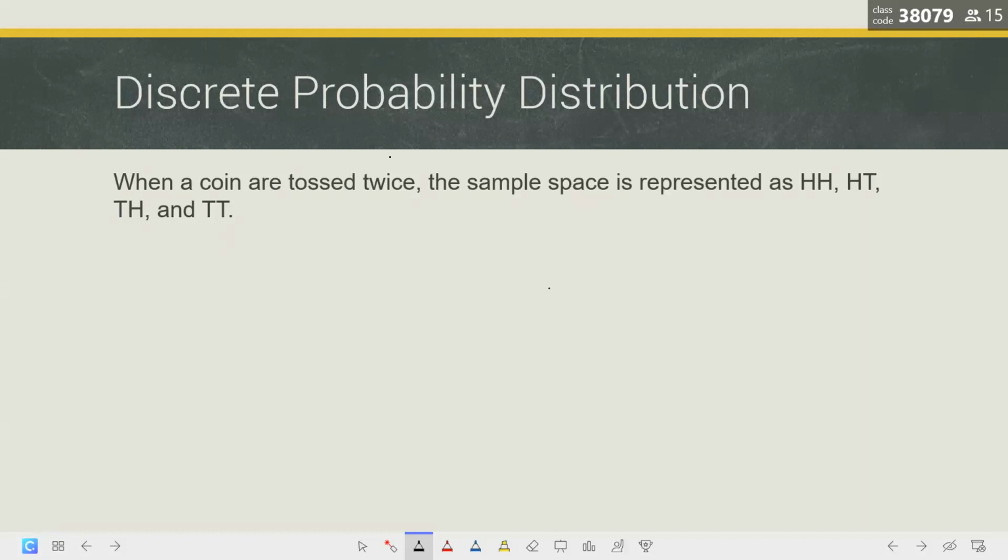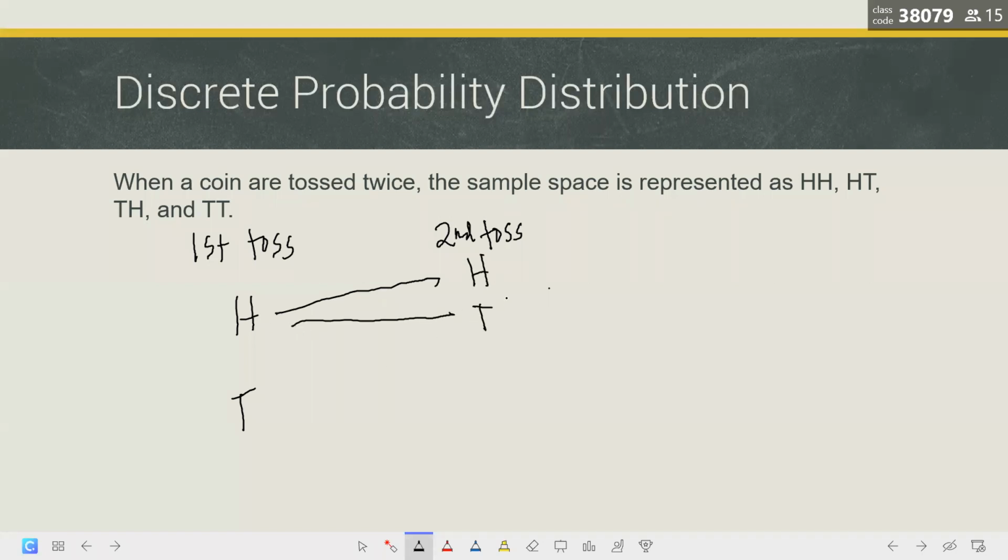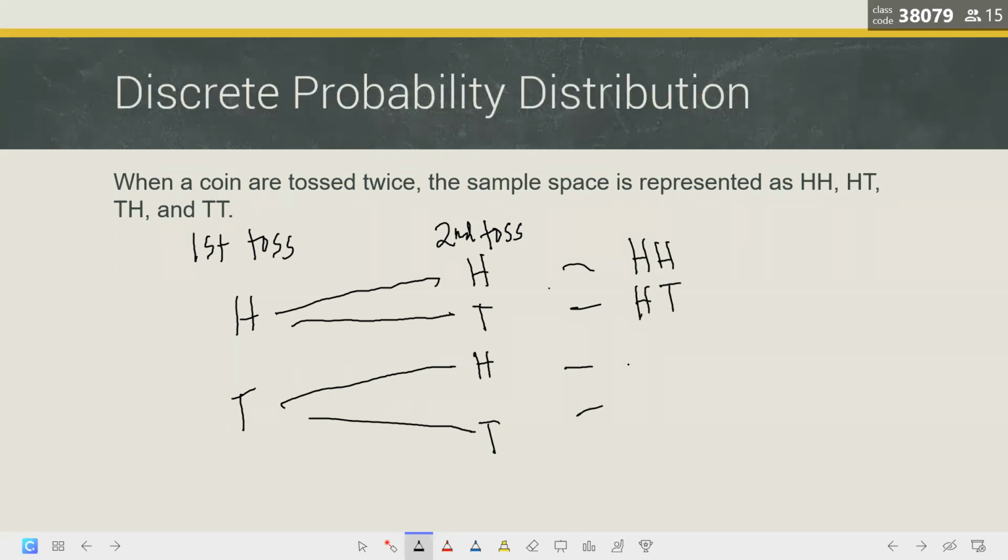So, we will be creating the event. Kunwari, first toss mo, dalawa lang naman yan, heads or tails. On the second toss, syempre, first toss mo head, second toss mo pwedeng naging head. First toss mo head, second toss mo pwedeng naging tail. Or pwedeng tail ang kasunod. So how many combinations are there? So meron tayong 4. We have head-head, head-tail, tail-head, and tail-tail.